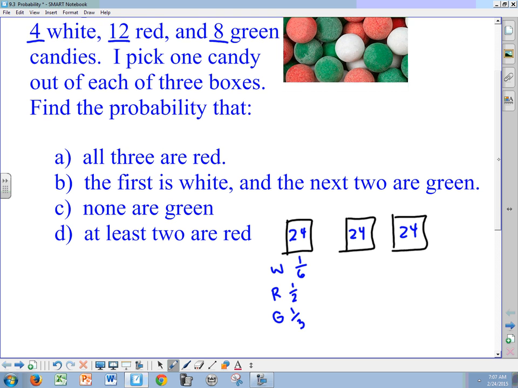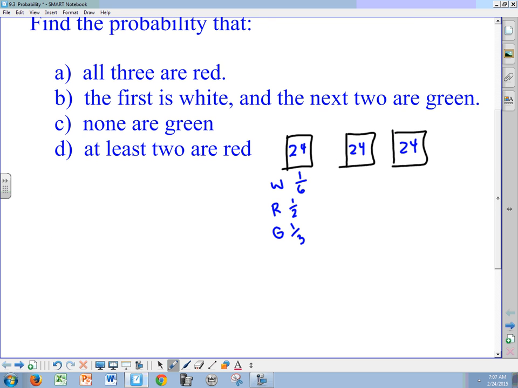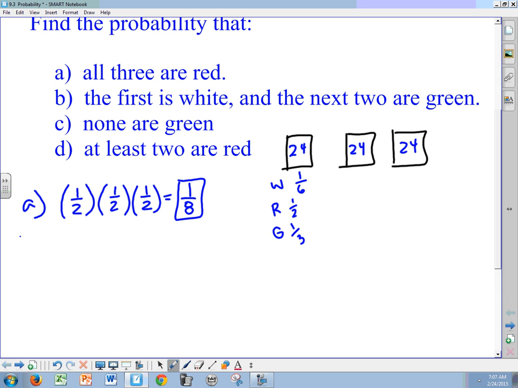So let's take a look at the first example here. It just says all three are red. So part A, if all three are going to be red, then that's going to take our multiplication of the first probability, 1/2, that's the probability of the first one being red, and then multiply that by the second one being red and also the third one being red. So pretty simple, 1/8 is the answer here. You can almost do that in your head, and let's go on to part B.